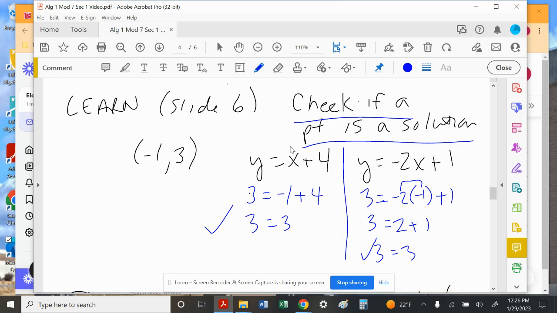So for this point to lie on both lines, both lines have to cross at that point, whatever that point is. But basically what that's telling me is that this point has to lie on both lines. Therefore, that is the solution.